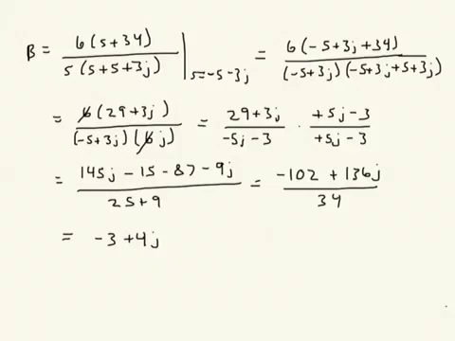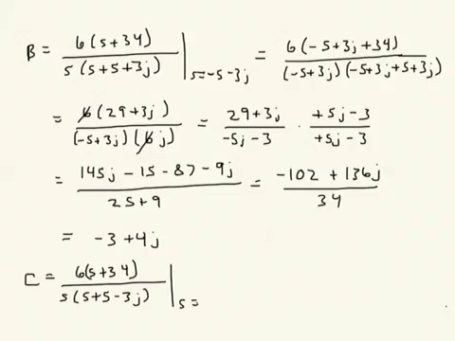Now, I could go through and solve for C the same way, right? C is just plugging in for that other pole, so it'll be 6s plus 34 over s times s plus 5 minus 3j, and I evaluate that at s equal to minus 5 plus 3j. Okay, but I know automatically that this will work out to be the conjugate of B, so this will work out to be minus 3 minus 4j. And how do I know that?